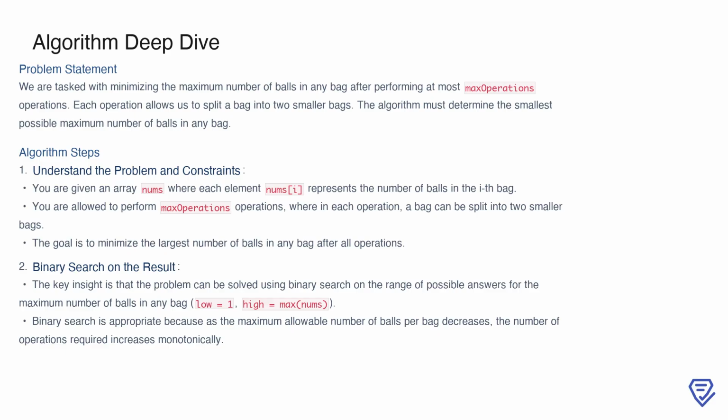The input is an array nums, where each element represents the number of balls in a specific bag. The challenge is to use binary search on the result, which is the possible maximum number of balls in any bag. The search space ranges from 1 to the largest value in the nums array. Binary search is suitable here because if we allow a smaller maximum number of balls, it generally requires more operations to redistribute the balls, and this relationship is monotonic. By narrowing down the search space, we can efficiently find the smallest maximum value that meets the problem's constraints.